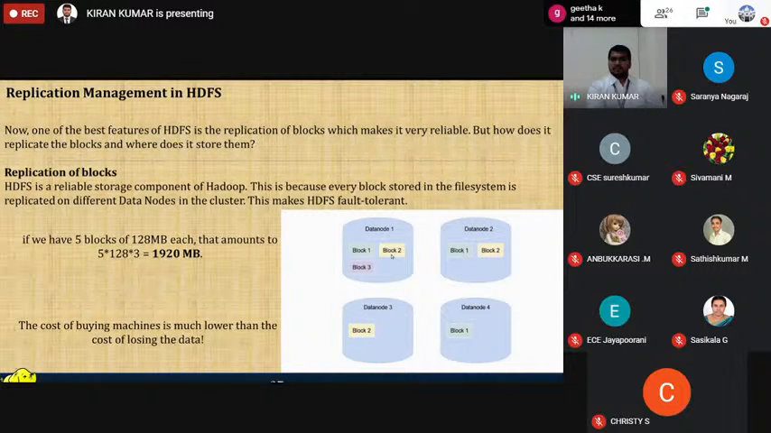Here you can see I have block 1 which is stored in data node number 1. The replication of block 1 is stored in data node number 2 and also data node number 4. Like this, all my 5 blocks are again replicated and stored in different data nodes. The takeaway from this slide is how the replication happens, how the size is calculated, and how the same data is replicated in different nodes.